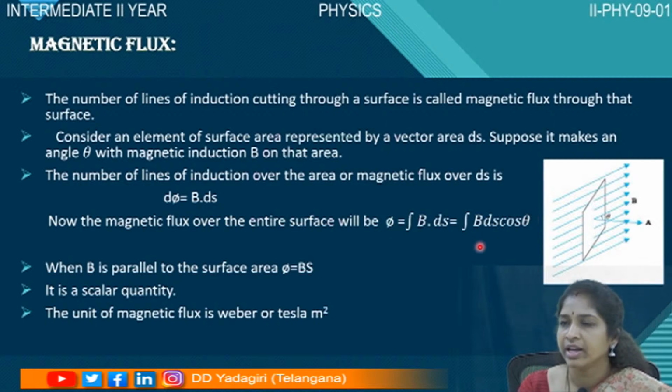So in this way, depending on the direction of the area and the magnetic field, this flux will change. And this flux is a scalar quantity. The unit of magnetic flux is Weber, or Tesla meter square. So this is about magnetic flux.